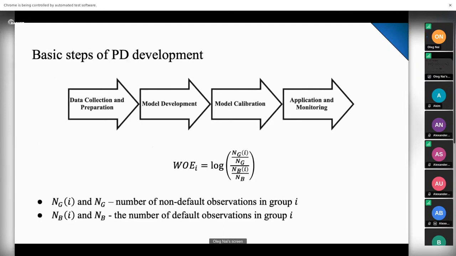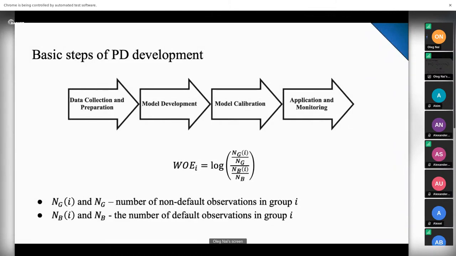So, basic steps of PD development. There are four main steps. The first one is data collection and preparation. This phase involves gathering and preparing data related to the characteristics and parameters of credit requests and calculating actual default values. As a main part of the PD creation pipeline, it consists of two main parts, univariate and multivariate analysis. The main processes in these two parts are the transformation of features through weight of evidence or Fourier transformation, and the removal of features to solve the multicollinearity problem.